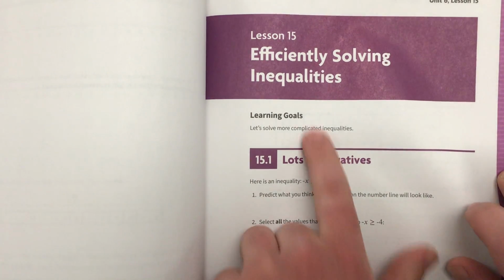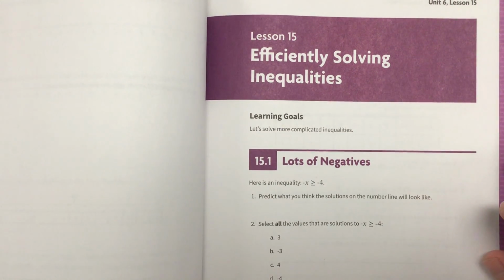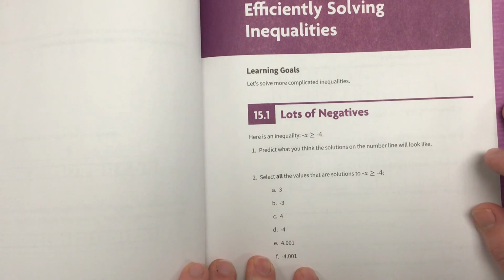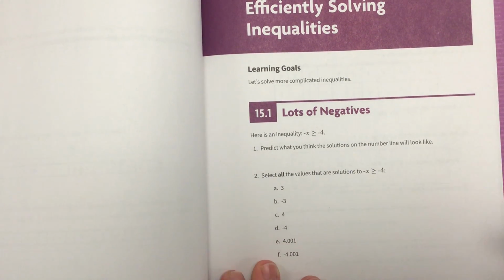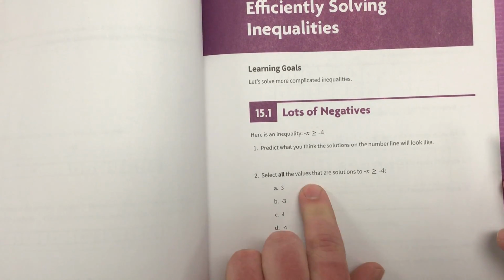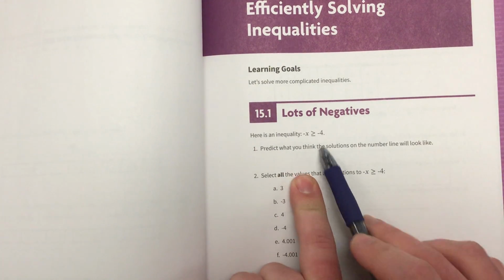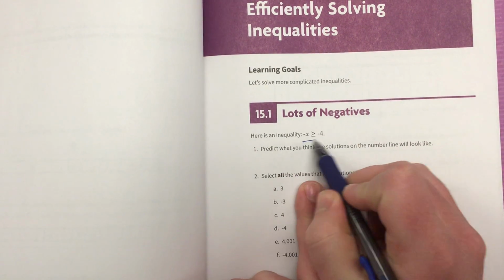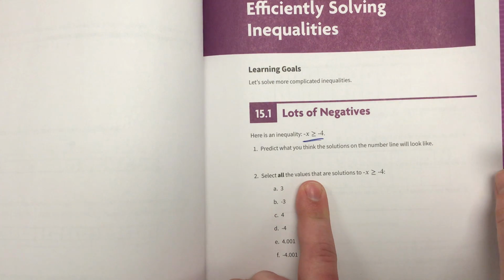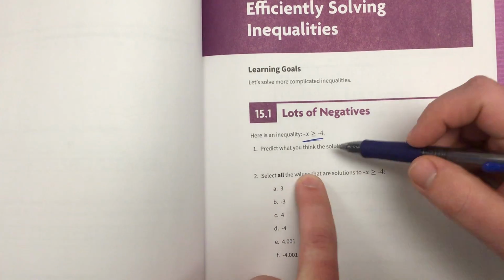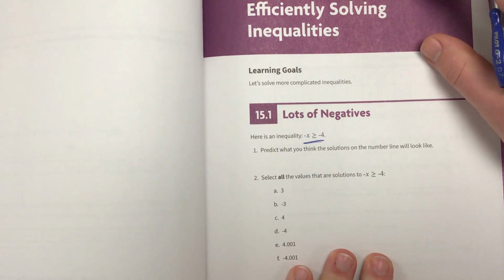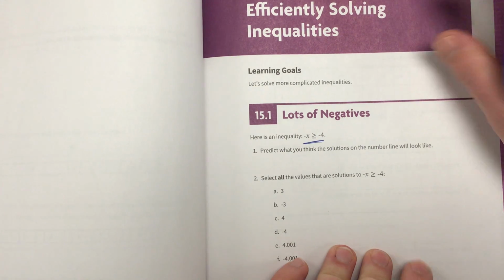15. We're going to work on efficiently solving inequalities now. 15.1 is called Lots of Negatives, so we're going to be dealing with a lot of negative variables and negative numbers today. The first one gives us this inequality, negative x is greater than or equal to negative 4. It says predict what you think the solutions on the number line would look like.